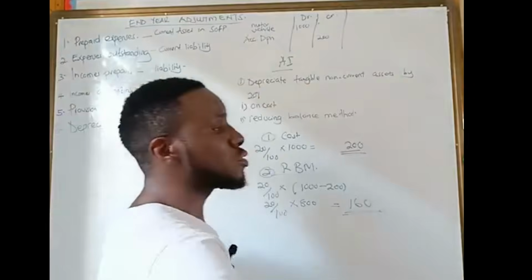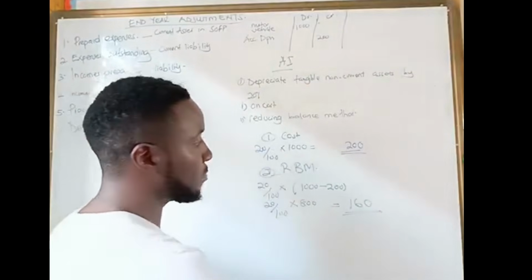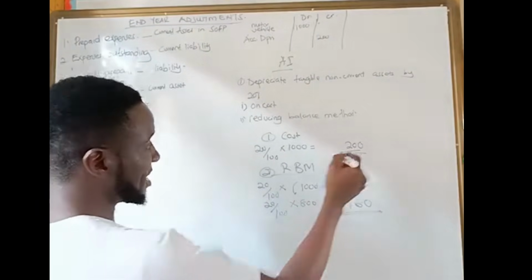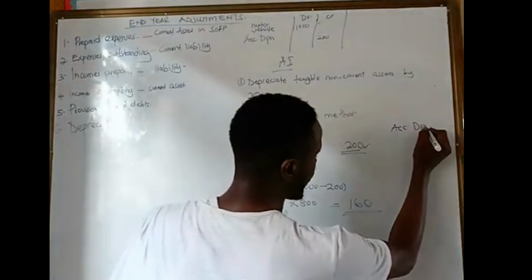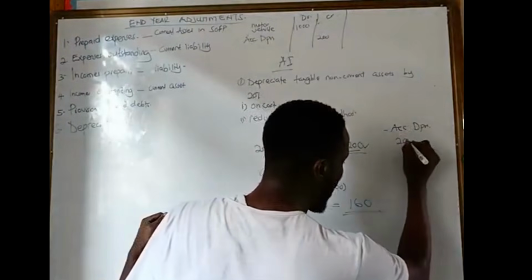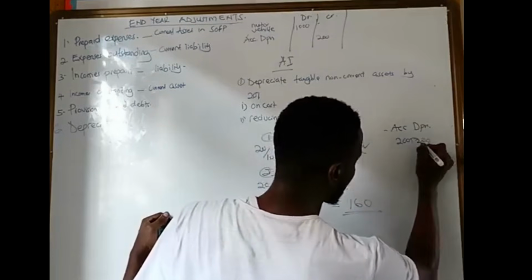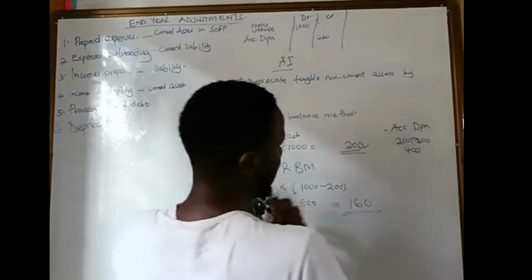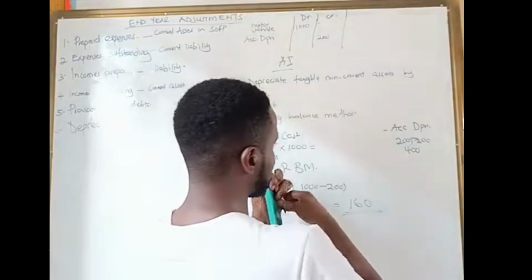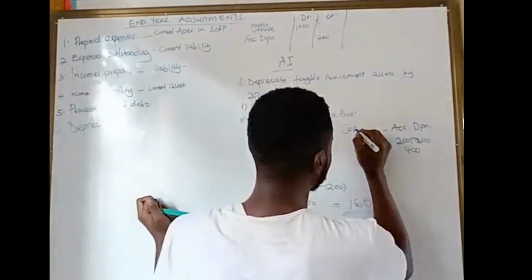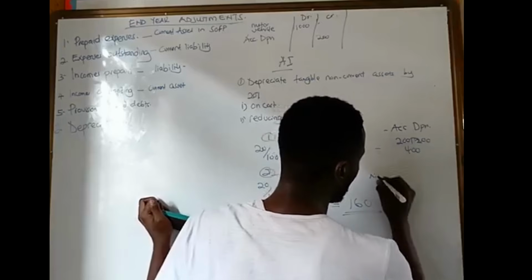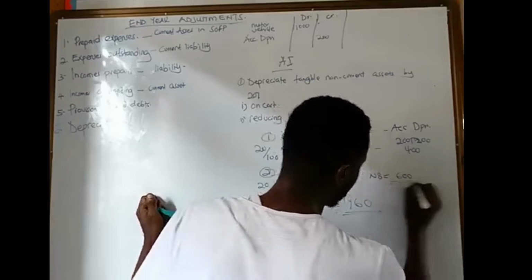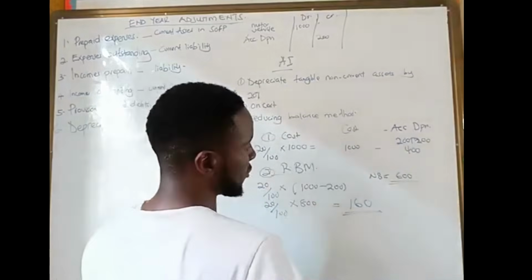Now, when we go down to the balance sheet, also the statement of financial position, for example, if this is it now, we shall have in the accumulated depreciation column, we shall say it will be 200 plus 200. So we shall have 400. Remember, we had our cost. Our cost was 1,000. Therefore, our net book value will be 600. You see? That's how we shall treat it.